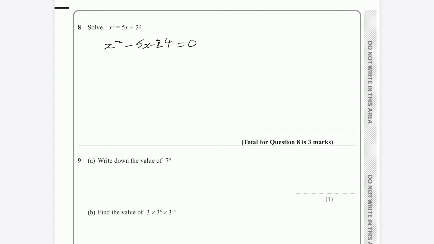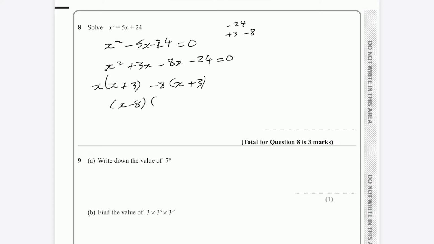So 2 numbers that multiply to give us minus 24, that add or subtract to give us minus 5, so that'll be plus 3 minus 8. So we can just factorize that now, and that'll be a minus 8 there, and then that becomes x minus 8, x plus 3, and then our answer, it's asking us to solve it, would be x is equal to 8, or x is equal to minus 3.